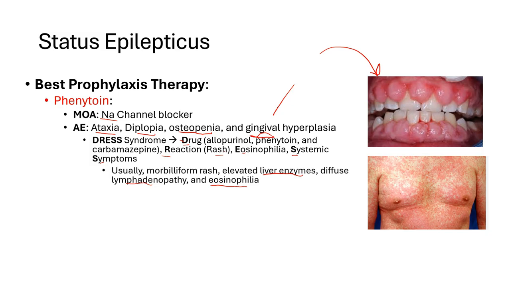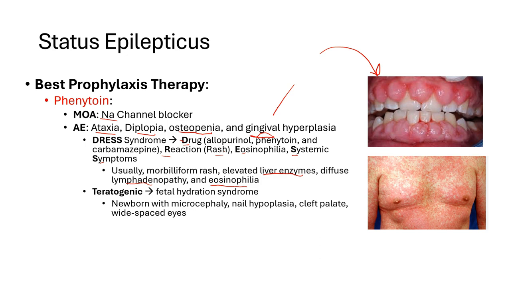It is also important to know that phenytoin is teratogenic, and it can cause something known as fetal hydantoin syndrome, which typically presents with a newborn with a small head, nail hypoplasia or breakdown of the nails, very thin nails, maybe lack of nails even, cleft palate, and wide-spaced eyes, or even narrow eyes.